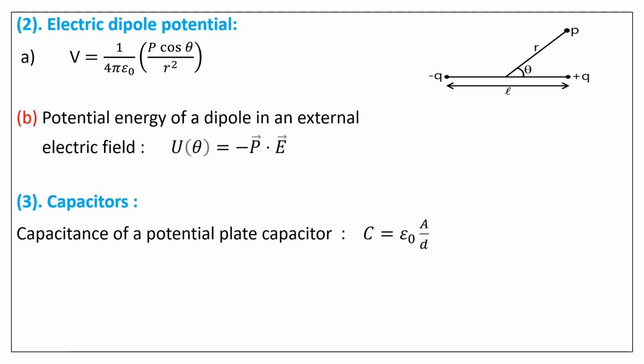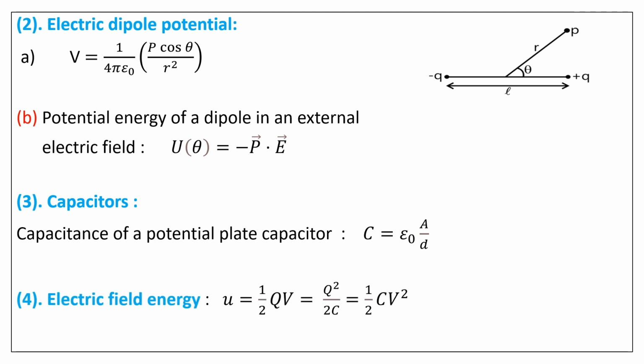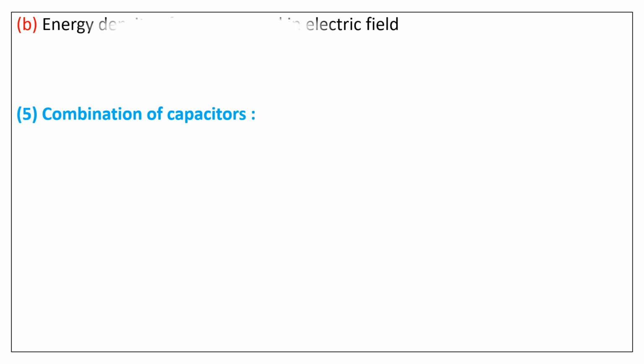3. Capacitors. Capacitance of a parallel plate capacitor. C is equal to epsilon naught into A by d. 4. Electric field energy. A. U is equal to 1 by 2 QV, which is equal to Q square by 2C, which is equal to 1 by 2 CV square. B. Energy density of energy stored in electric field. u is equal to 1 by 2 epsilon naught E square.